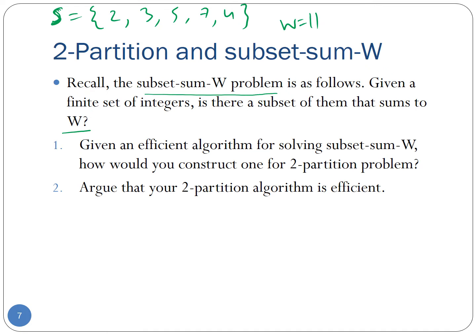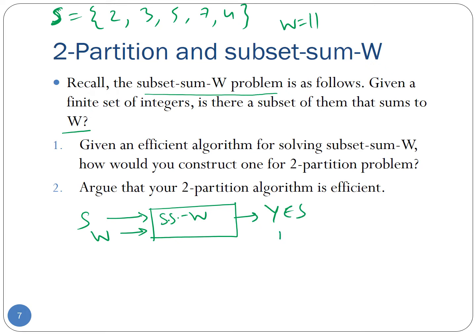So the question is, assuming that you are given a black box that can efficiently solve the subset sum W problem. If you input a set S and ask whether there is a subset in the set S that adds to W, it will tell you yes or no. Now using this algorithm, how can you construct an efficient solution for the two partition problem that we just described?